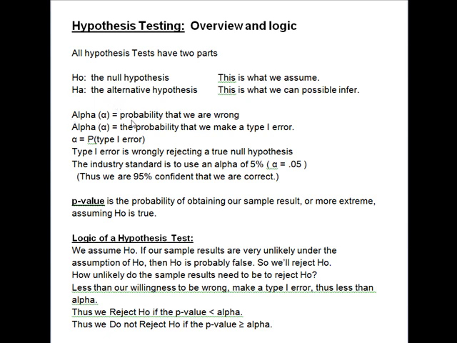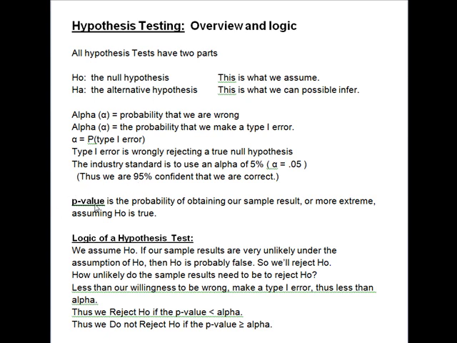So alpha is the probability that we are wrong in this case, which is the probability of making a type 1 error. A type 1 error is wrongly rejecting a true null hypothesis. So we may set our null hypothesis to be something, and if we reject that, we might be wrong, and that would be a type 1 error. The industry standard is to use alpha of 5%. So alpha is 0.05, and that way we are 95% confident we are correct, like 95% confidence intervals.